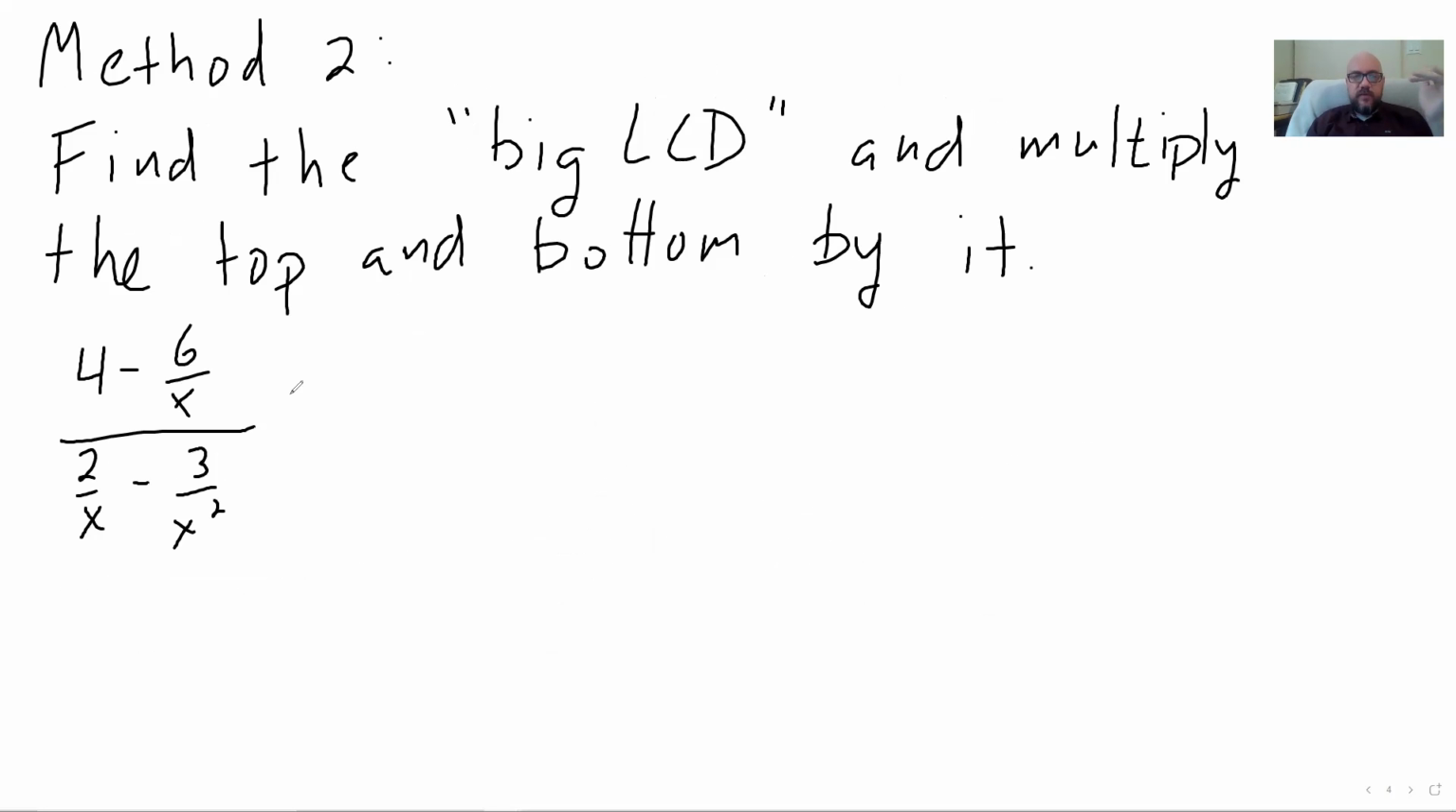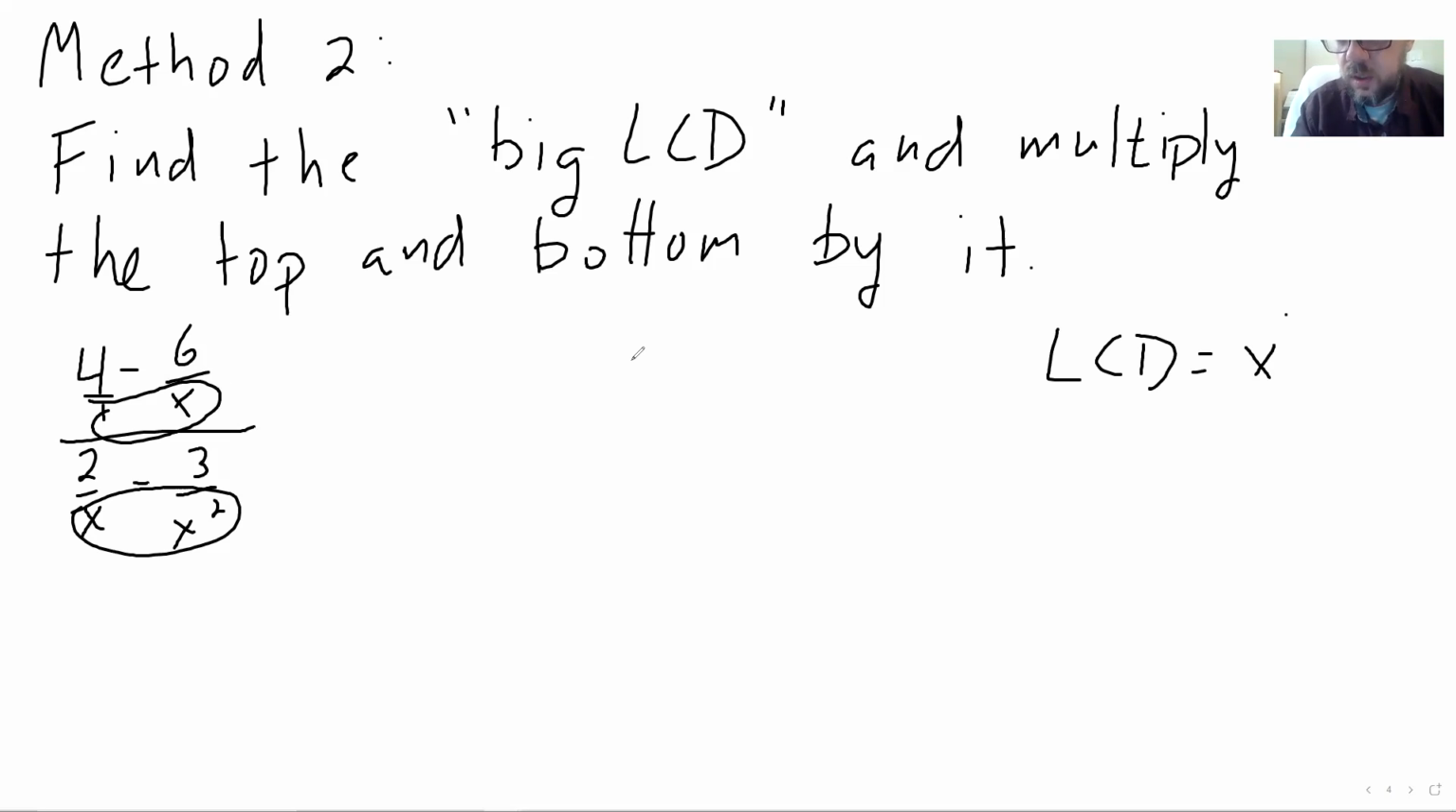What we're going to do is find what I'm calling here the big least common denominator, which is the least common denominator of all the fractions within the fraction. So in this case, all the denominators in the top or bottom, right? This is 4 over 1. So like all these denominators, I'm going to find the least common denominator for all of those. I'm going to multiply the top and bottom by that. So in this case, my LCD of 1, x, and x squared. So my big LCD, I'll put it over here, LCD is x squared, because those things all go into x squared. So what I'm going to do is multiply by x squared over x squared.